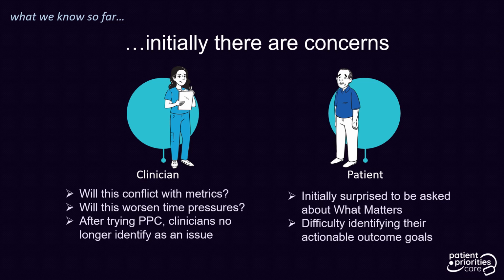Patients, on the other hand, acknowledged that they were surprised at first. Some people were even a little bit suspicious about what questions we were asking. They often weren't sure what their priorities were because they had never been asked about them before. Some had more difficulty than others identifying outcomes, goals that were specific and actionable enough to act on. You will learn more about that and how to help patients in subsequent trainings.